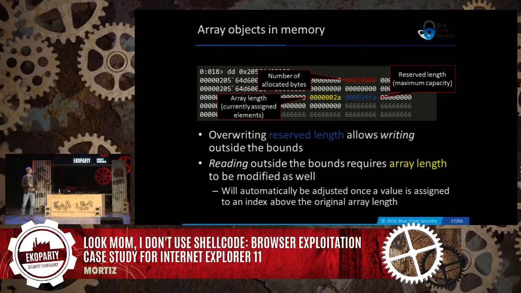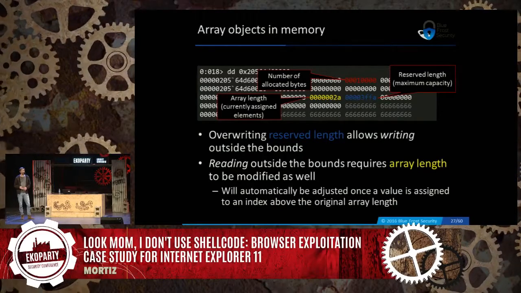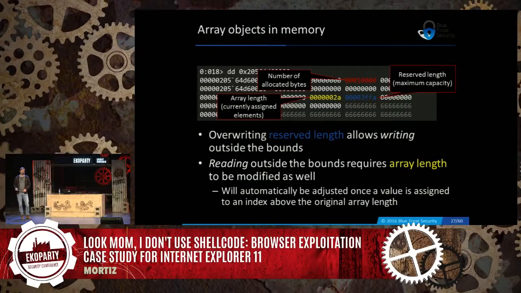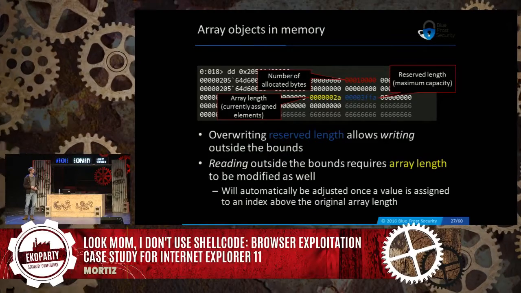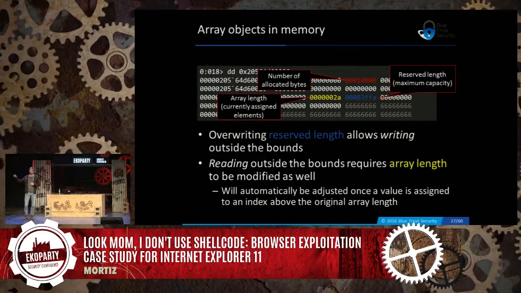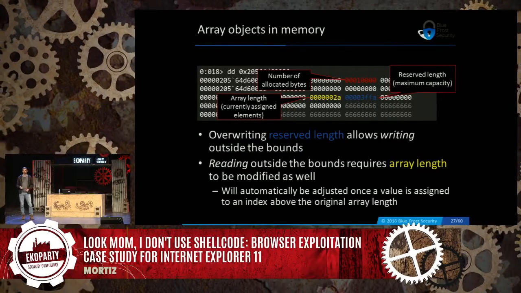We are overwriting the blue field here, the reserved length field. This gives you the ability to write out of bounds, so you can write to memory after the array in memory. However, you can't read. So a nice trick is to just write somewhere out of bounds, and if you do that, the array length will be adjusted automatically.